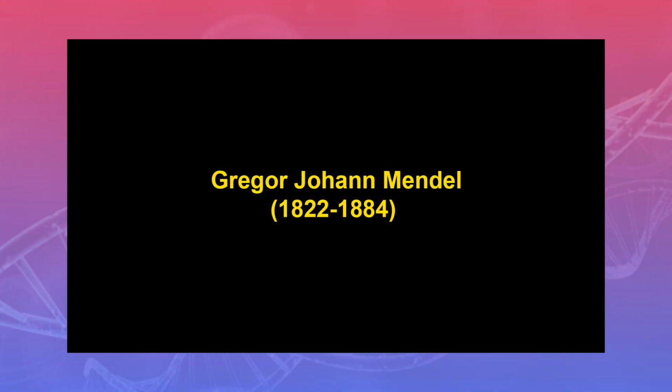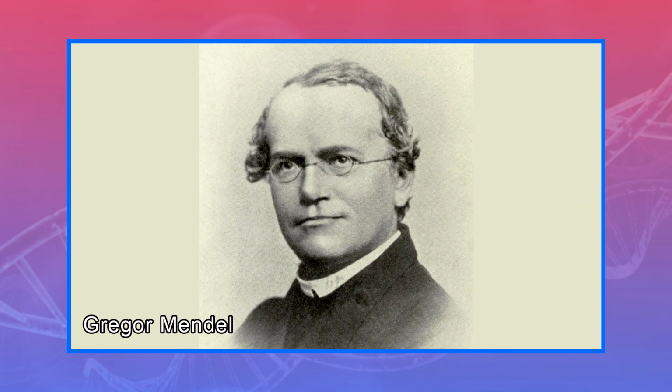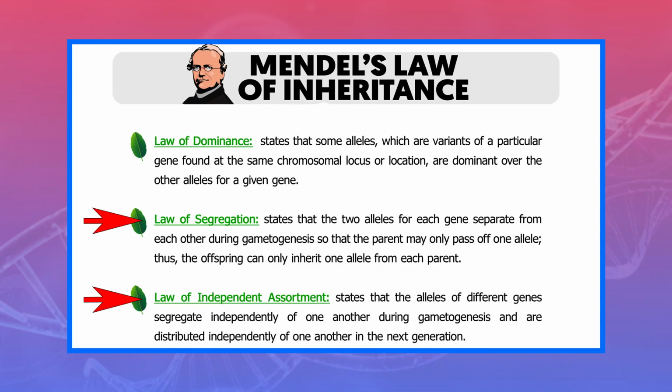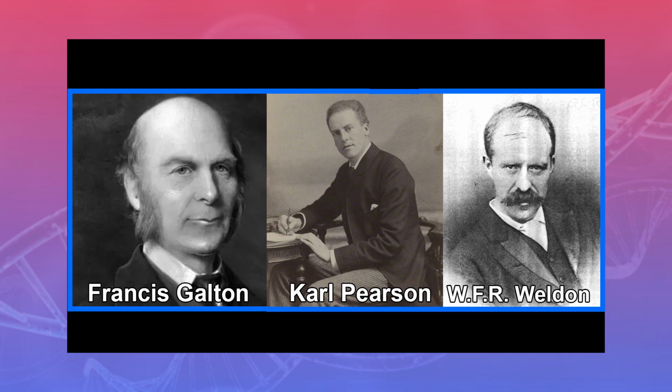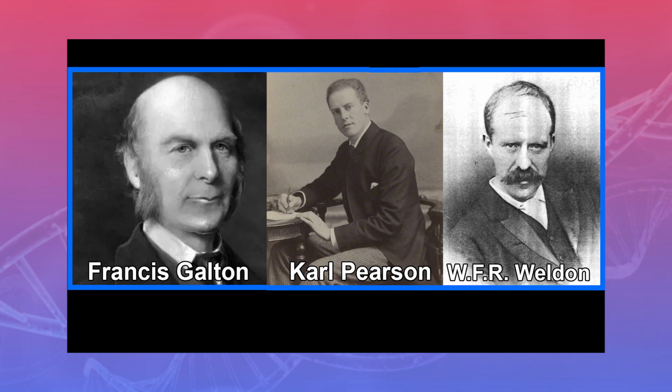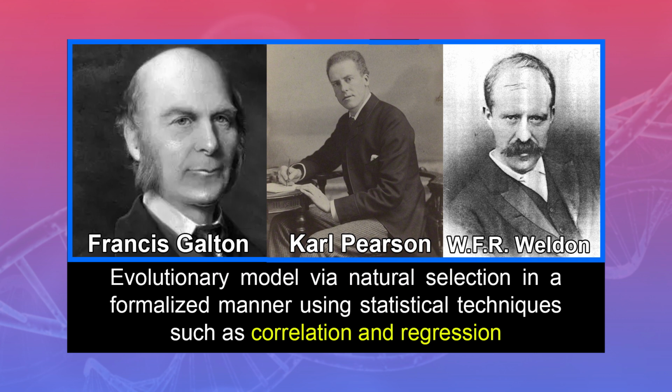Let's now discuss Gregor John Mendel. Gregor Mendel performs his experiments and formulates his discrete model of inheritance, elucidating the laws of independent assortment and segregation. Unlike Darwin, Mendel's work is ignored and quickly consigned to the irrelevant bin. Dear student, Francis Galton, Karl Pearson, and W.F.R. Weldon put forward the evolutionary model via natural selection in a formalized manner using statistical techniques such as correlation and regression. In the process, not only do they delve into evolutionary biology, but they set the foundations for modern statistics.